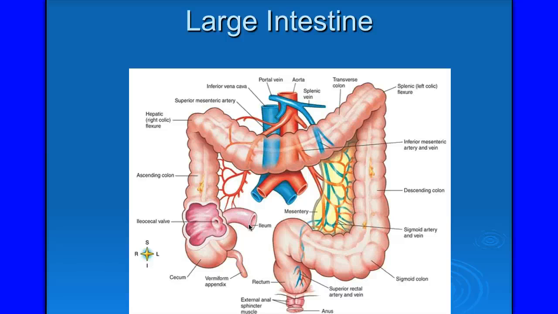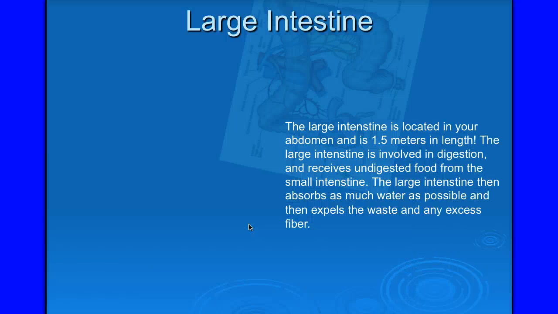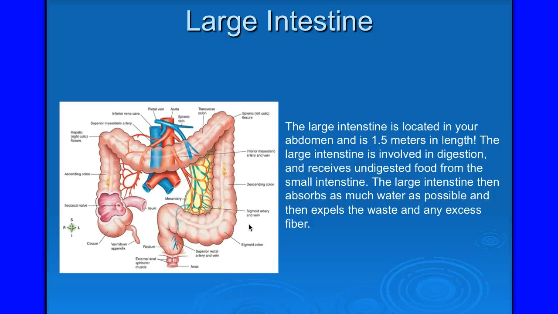And what the large intestine really does is absorb all the excess water from anything that's left over in the small intestine. The small intestine really absorbs nutrients, and it'll put them into your blood. The large intestine is going to absorb water and then turn everything else into fiber. And the large intestine itself is only about 1.5 meters in length. So again, it's shorter than the small intestine, but it's larger in size.